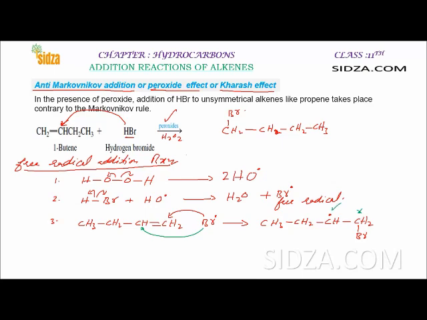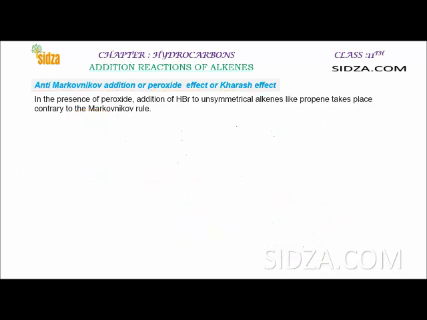That's why the Br attacks on this one, not on this particular carbon, right? And then in the second step, the H free radical will attack on this particular carbon. So you get CH3, CH2, single bond CH2, CH2Br, right? So over here, this is an anti-Markovnikov's addition reaction. Let's take now another example.